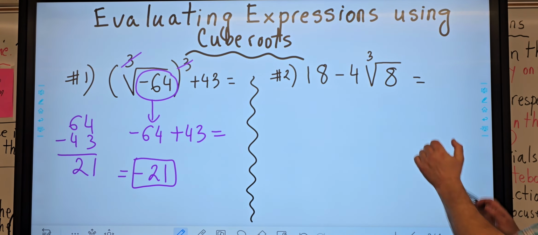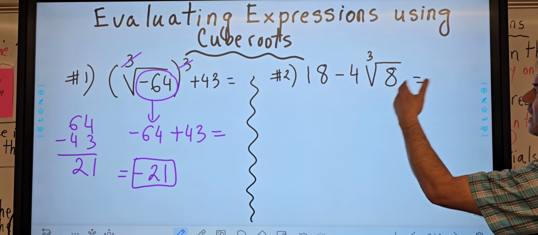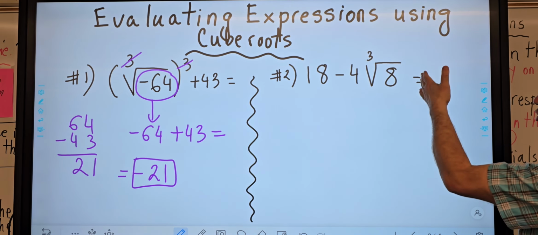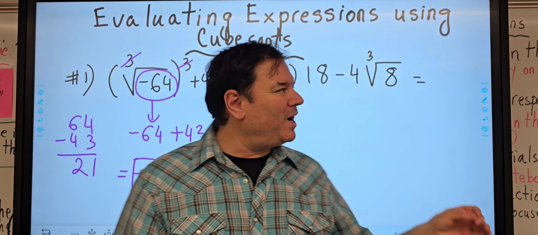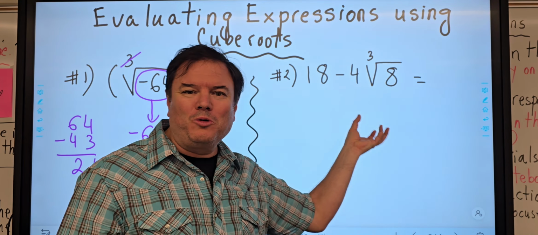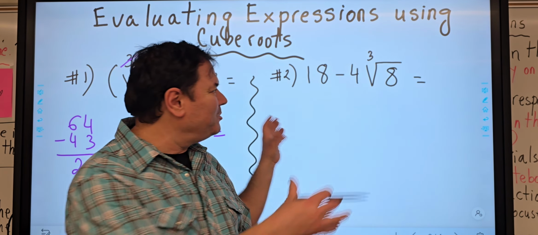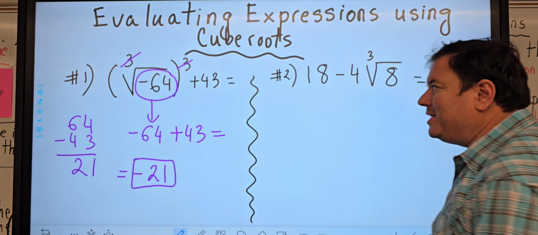Let's take a look at example 2 here. We have 18 minus 4 cube root of 8. And again, we always try to tackle and solve the cube root first, and then we are going to solve this expression.